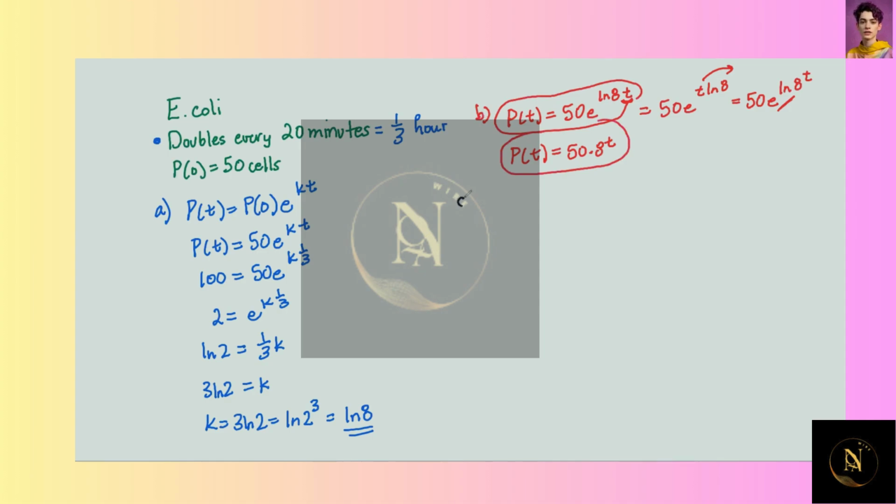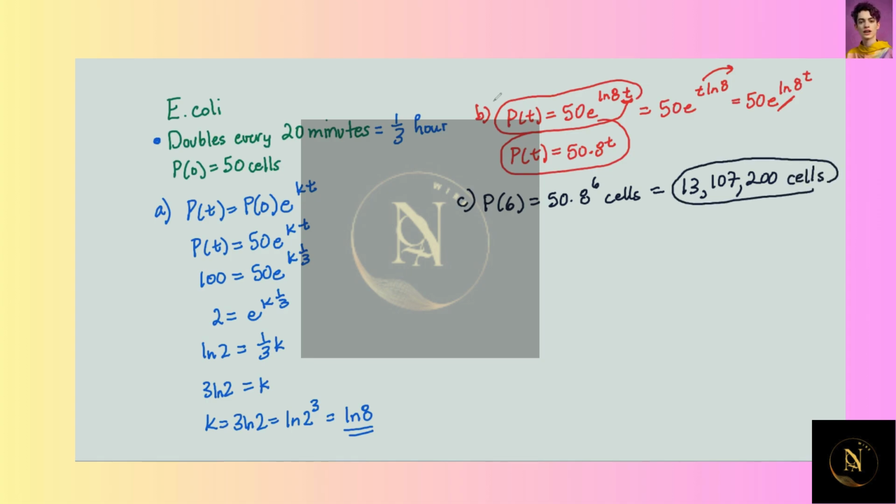Great. Okay, let's do part C. Part C now, we are interested to know the population of E. coli after 6 hours. So we're going to plug in 50 times 8 to the 6. And this is in units of cells. And when we plug that in, we get a really huge number of 13,107,200 cells. So that is really rapid growth. No thank you on the E. coli.